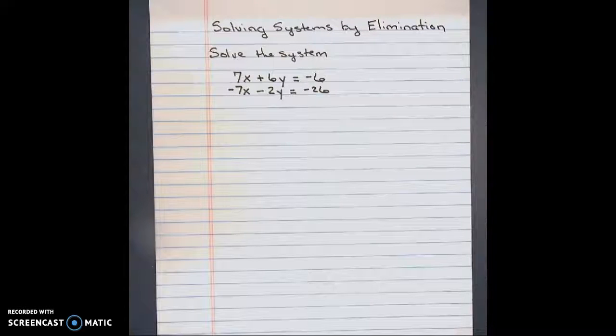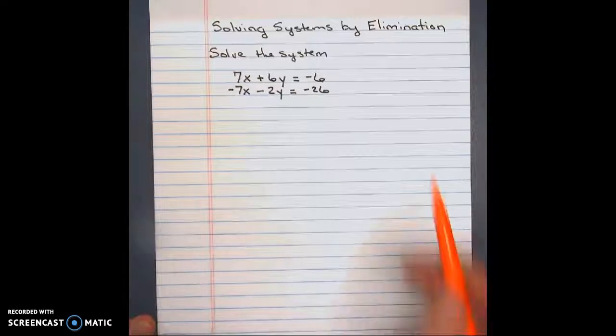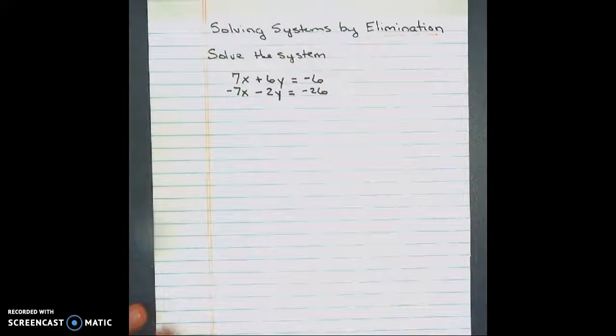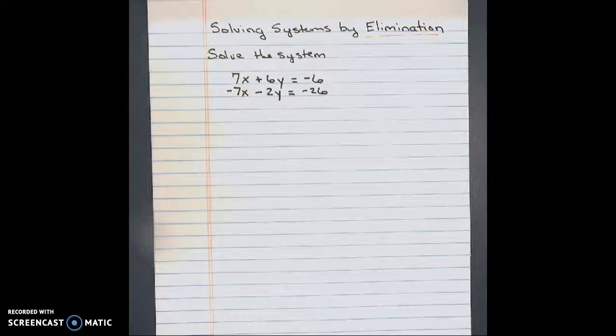Alright, so what if we run into a system like this here and it asks us to solve the system? One of the three ways we can solve it is elimination. And we're going to talk about this idea of elimination and how we can use elimination to solve a system.